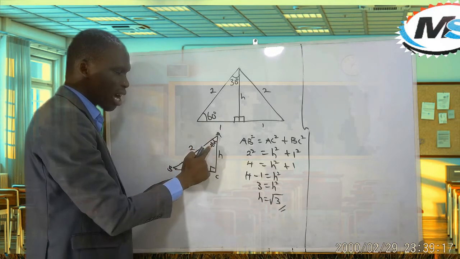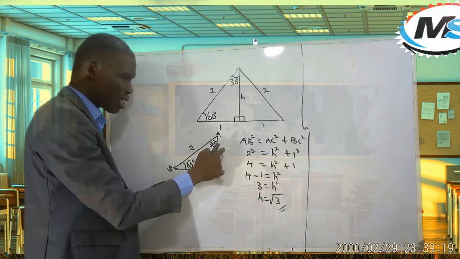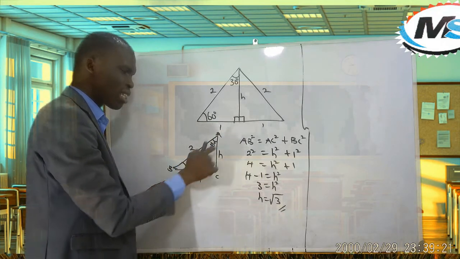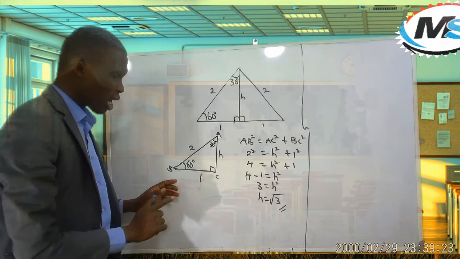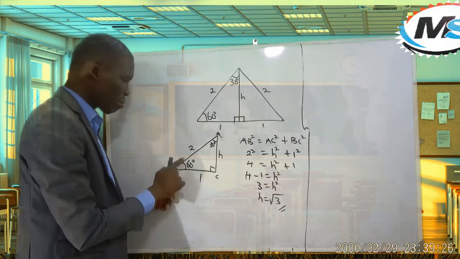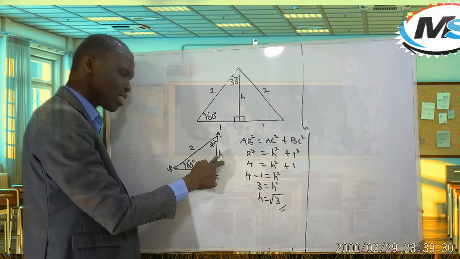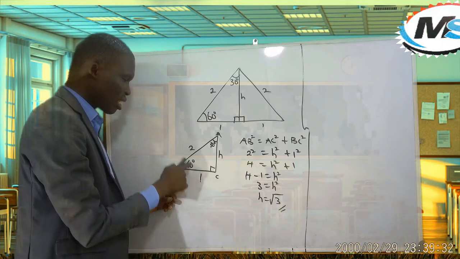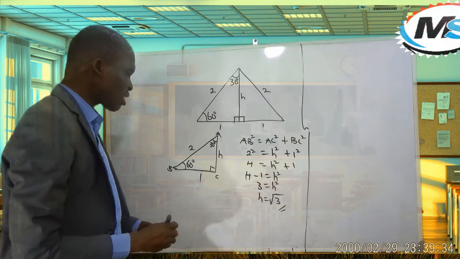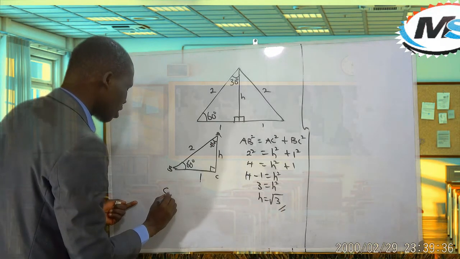When we're dealing with angle 30 degree, this is opposite and this is adjacent. But now we are considering angle 60 degree. That means this angle faces this side here. This is opposite, this is adjacent, and this is hypotenuse. So let's start with sine 60 degree.